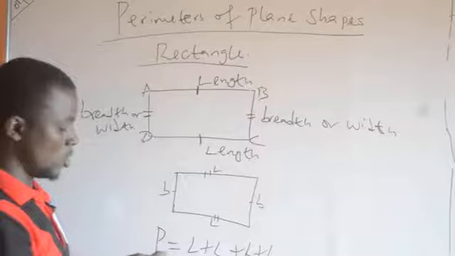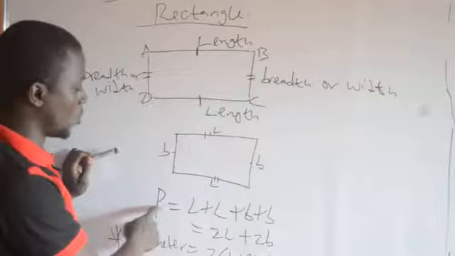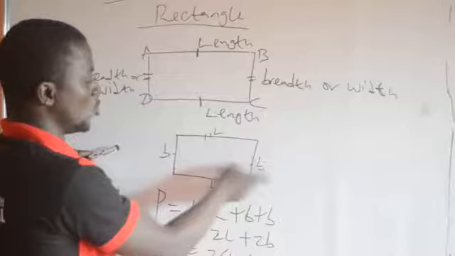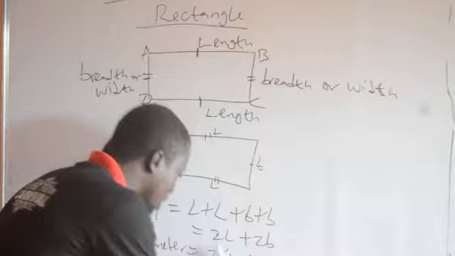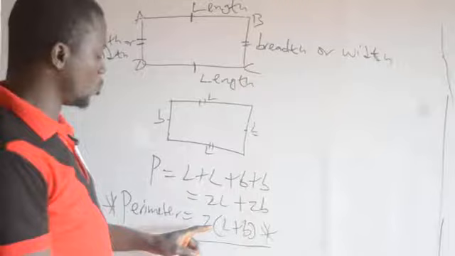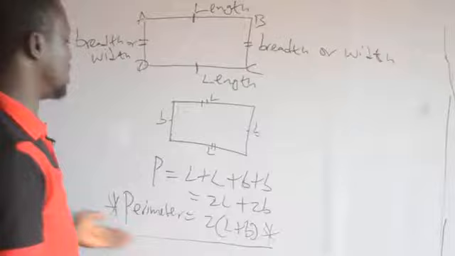So, to prove the formula, you find the perimeter. Now, see, perimeter of a rectangle equals the sum of the two lengths together, L plus L, then the two widths together, breadth plus breadth. L plus L gives us 2L, then breadth plus breadth is 2 breadth. You can see that 2 is common here, so let us factorize: put the 2 outside the bracket, and now bring L plus B. If you open the bracket, 2 times L goes back to 2L, and 2 times breadth goes back to 2 breadth. So this is the formula to find the perimeter of a rectangle.